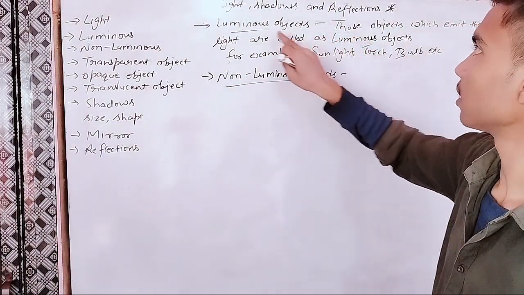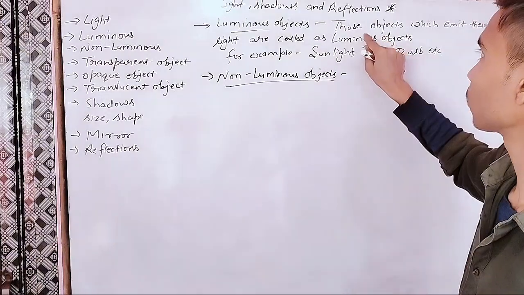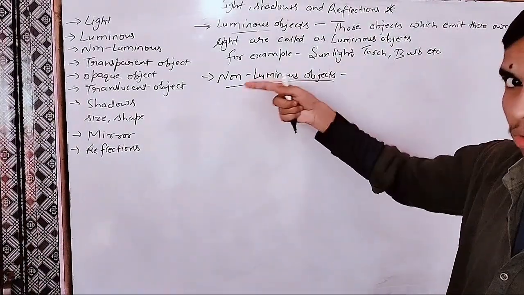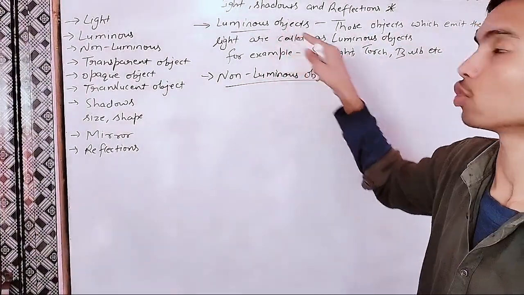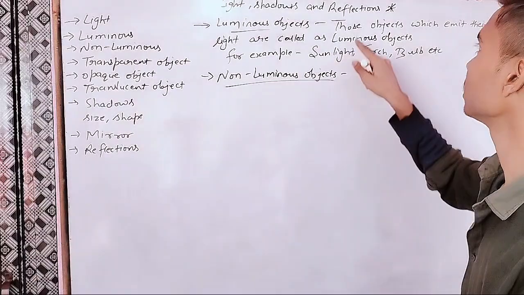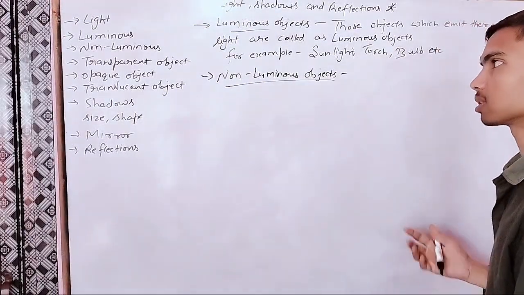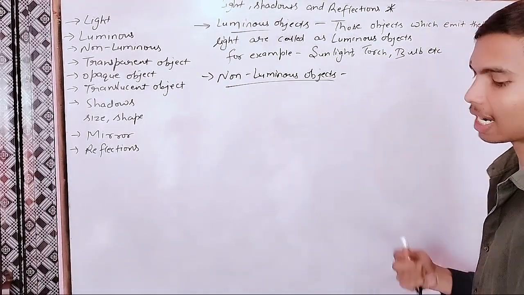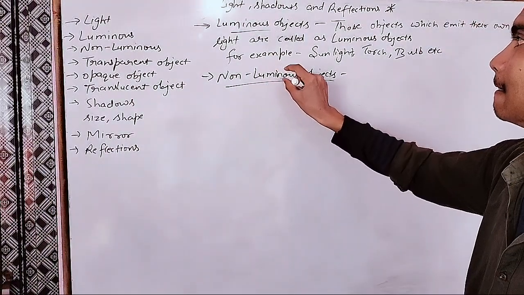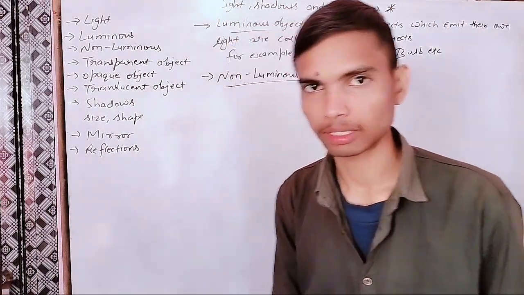So here we have a definition of luminous objects. Those objects which emit their own light will be considered as luminous objects. Similarly here we can write that non-luminous objects cannot emit their own light. This type of object is considered as non-luminous object. Okay. So here try to understand through example. Let's understand.